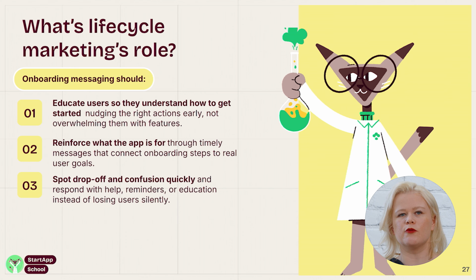We also want to reinforce what the app is for through timely messages that connect onboarding steps to real user goals in the product. Another thing we can do is to spot drop-off and confusion quickly, so we can respond with help and timely reminders to bring people back into the product to try again or to find what they're looking for. And here's a really good example from MailChimp.